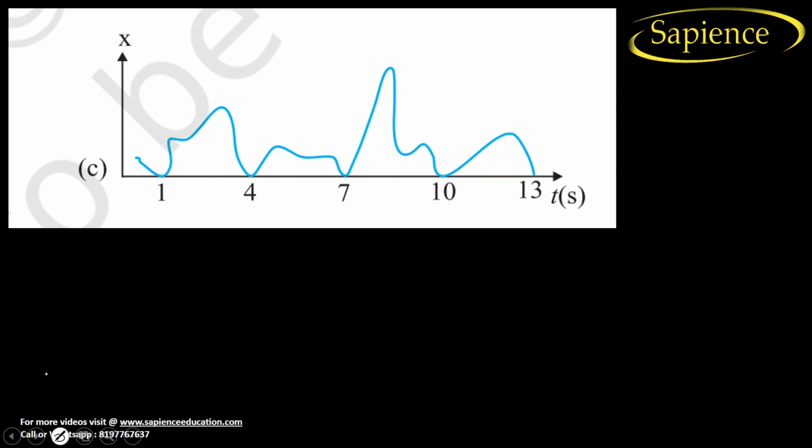Now see here. As per the graph, we see that the object comes back to the initial position. So should we write it as a periodic motion? We can't say. Why? Because it is not repeating at the same interval of time. It is not repeating the same path. So that's why it is non-periodic motion. Okay.